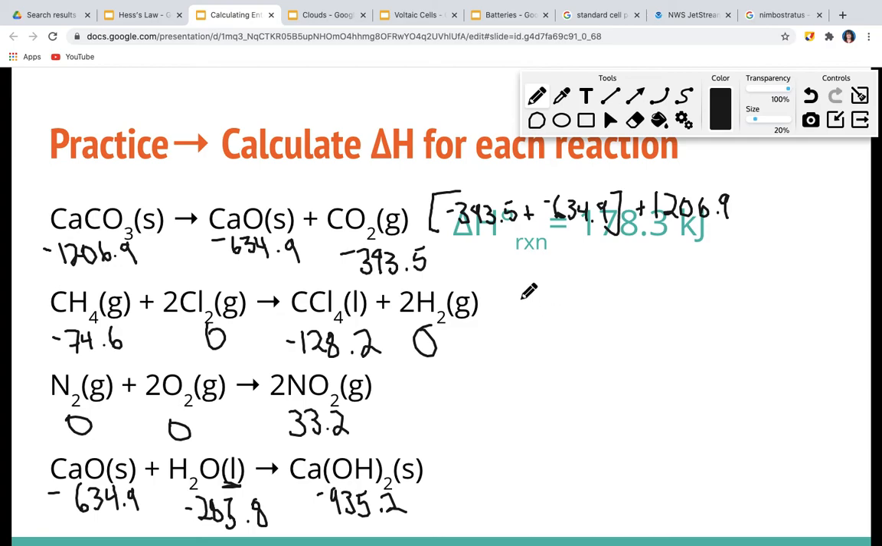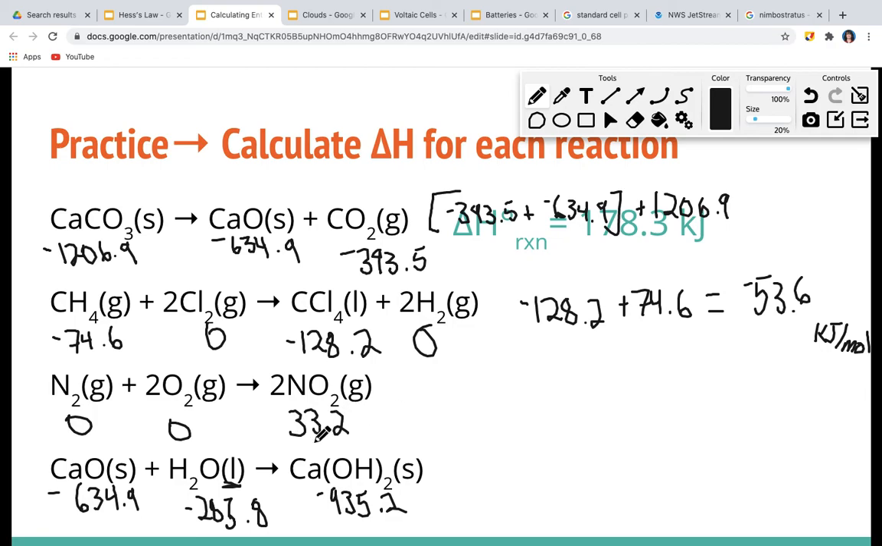So for this one, what we effectively have is negative 128.2 plus 74.6. That's an easy enough calculation to do. So we have 28 point. And we end up with a negative 53.6 kilojoules per mole, right? Because that's what we're given.